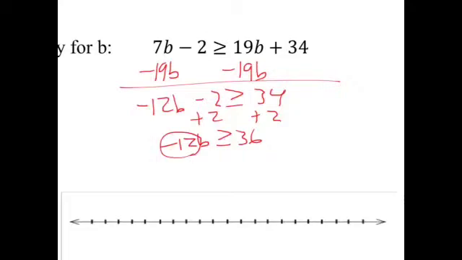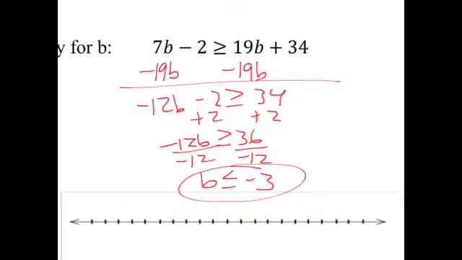And now I need to get rid of that number that's in front of the b by dividing both sides by negative 12. And now I have b greater than, oh, not greater than, because I divided by negative, I'm going to switch the direction of my inequality to get less than or equal to. And now it's going to be negative 3, because 36 divided by negative 12 is negative 3. So now I have this as my answer.